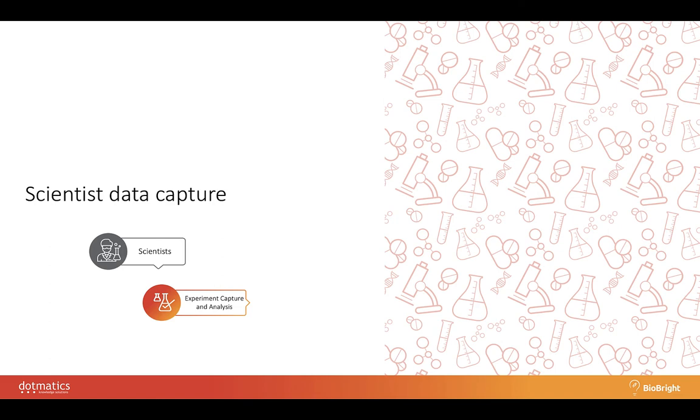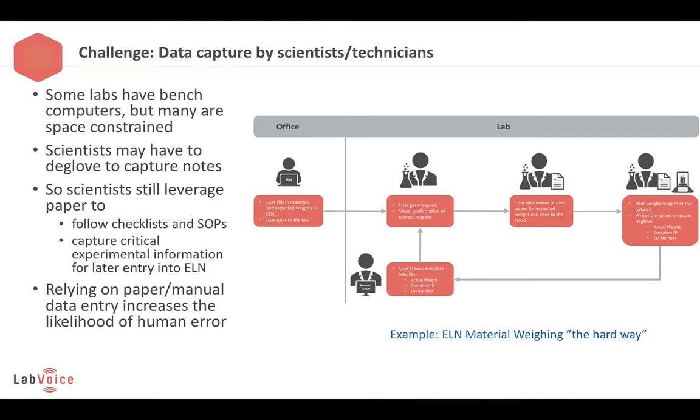But now here's an example where we can actually improve the data handling when the data is coming from scientists themselves. And to be clear, this is scientists who are already equipped with an ELN. For this example, we've worked with our partner LabVoice. If you're not familiar with them, it will be very clear what they do very shortly. But here's the challenge: scientists often don't have direct access to the ELN while they're in the lab, maybe because space constraints preclude lab computers, or just because it's impractical to interact with an ELN when you're wearing the necessary protective equipment.